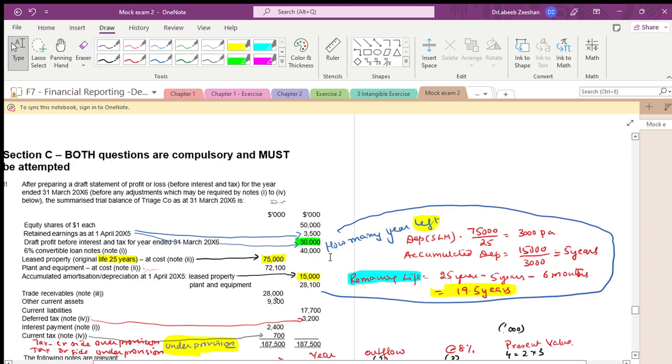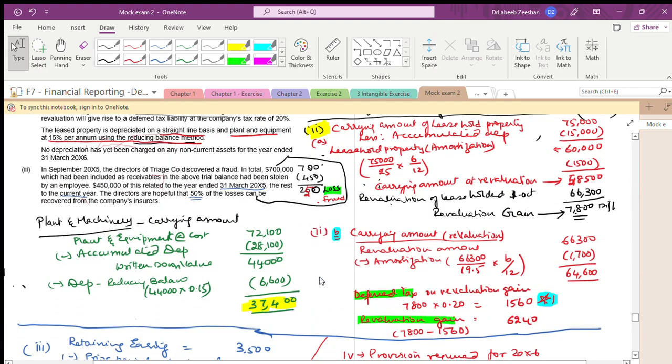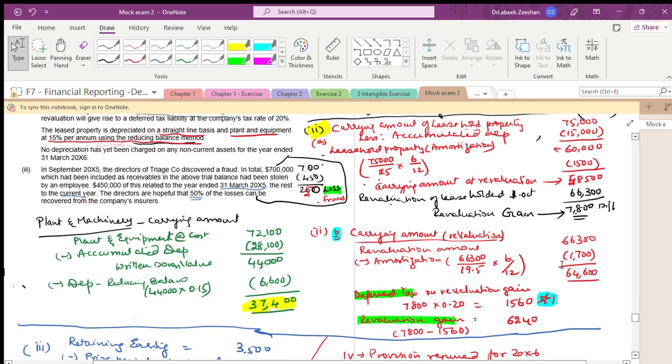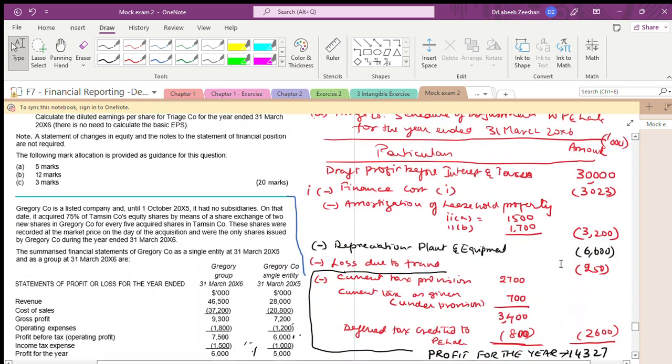Now equity is there, non-current assets is there. Is it right? How much are the non-current assets? 37,400 is the plant and machinery. 64,600 is the leasehold property. Is it right? 64,600 is the leasehold property.